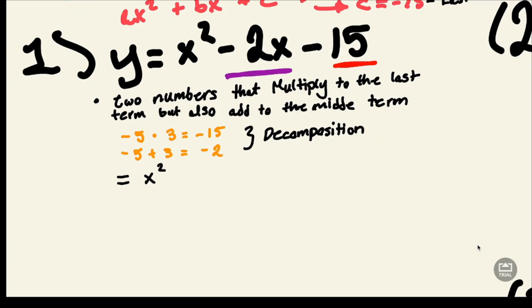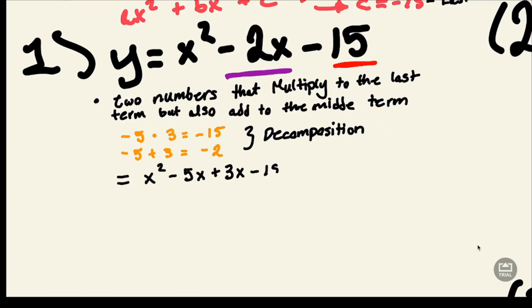X squared. You're gonna repeat that term, but now you know the two numbers that are gonna add to the middle term are -5 and 3, which will also multiply to the last term. So all you're going to do is -5x plus 3x. And you might be wondering, why are you adding the x? The reason you need to add the x is because your middle term is -2x, right? So you just by default have to add the x, and you will still get the exact same answer.